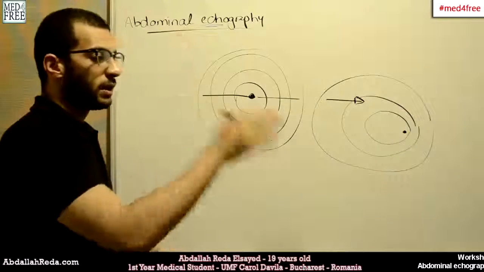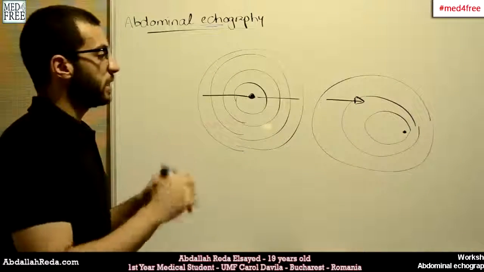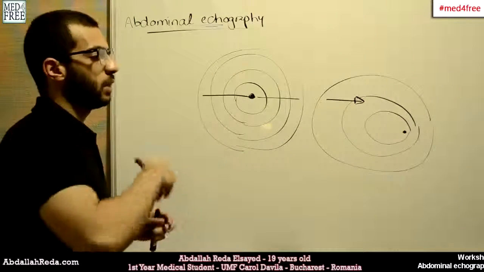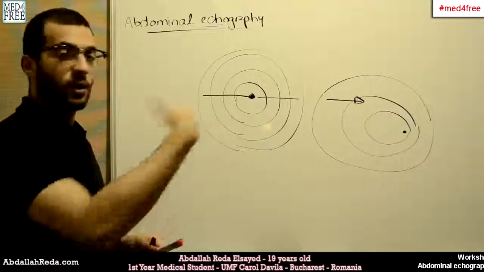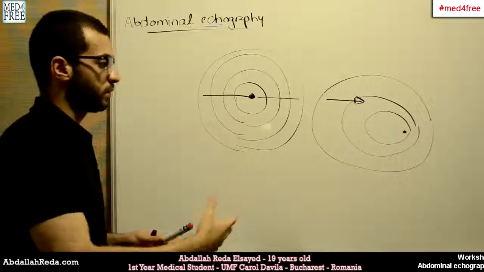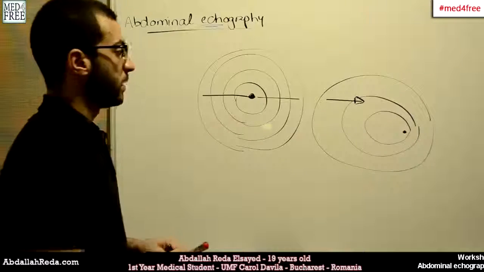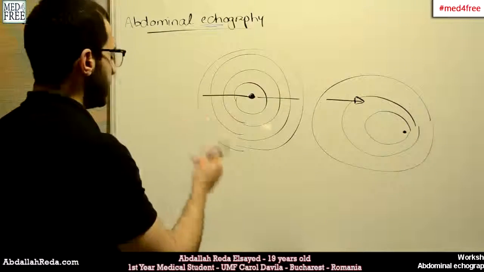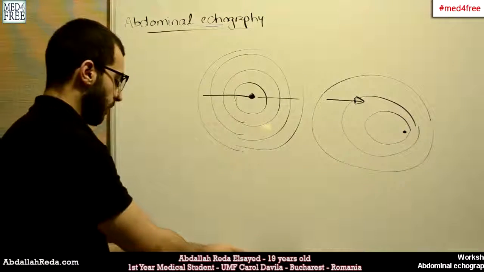So when you see the car right in front of you, the sound is at its peak, and then when the car moves farther from you, the sound starts to fade away and then it disappears. So this is the echography or sonography.